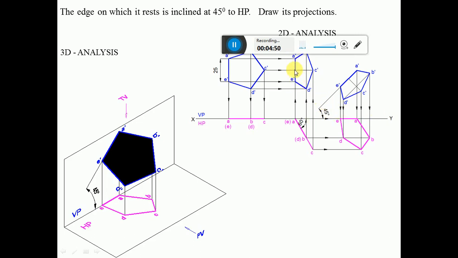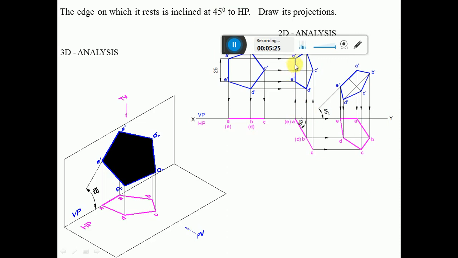The edge which is resting on VP is AE. So this edge is inclined at 45 degrees to HP. Since the edge is parallel to VP, both the endpoints of the line AE are in VP. That means A is in VP, E is also in VP. Since both A and E are on VP, obviously it is parallel to VP. Since it is parallel to VP, you can see the true length in VP, and the inclination given with respect to HP is also the true inclination.